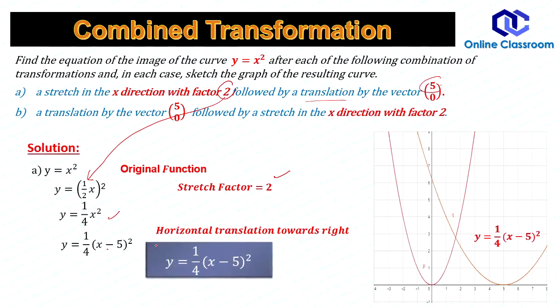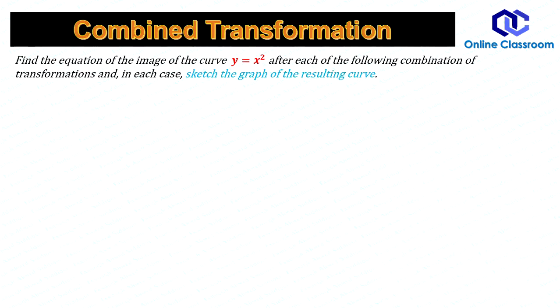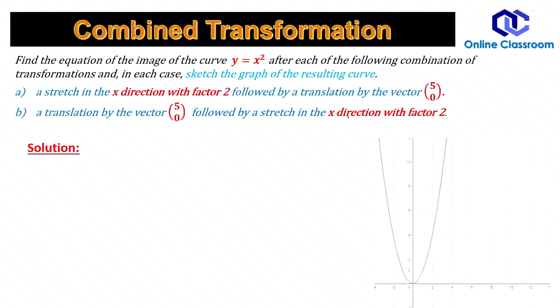This is a graph, the final graph. I have not shown the steps here. Graph is not required in fact, but to get the idea clear, you can take help from the graphs. Here you have first the translation, then the stretch. Now the example number 2.